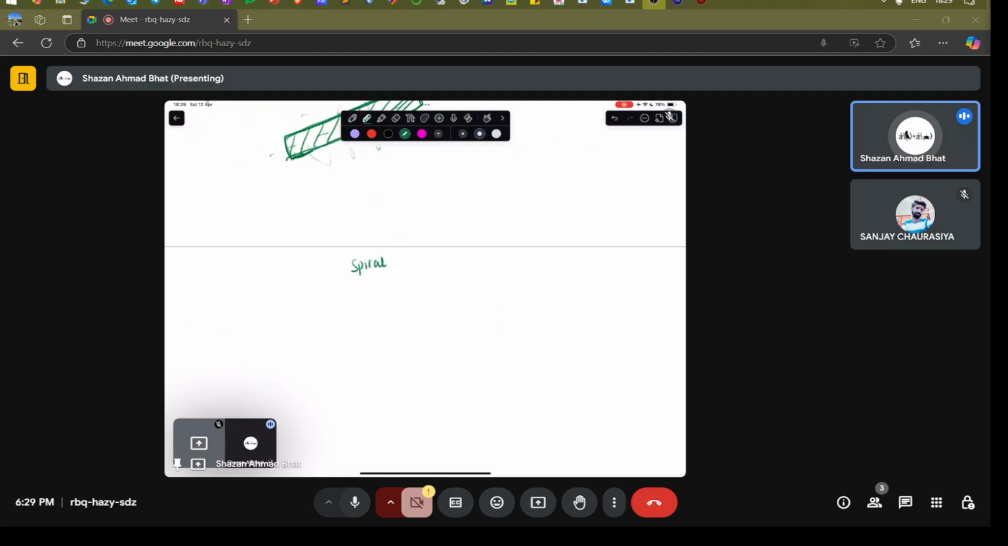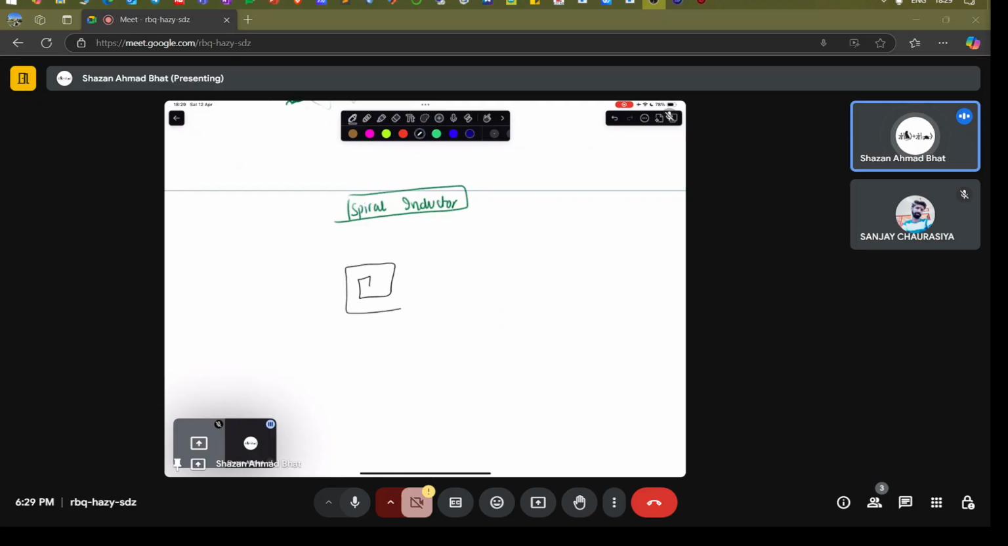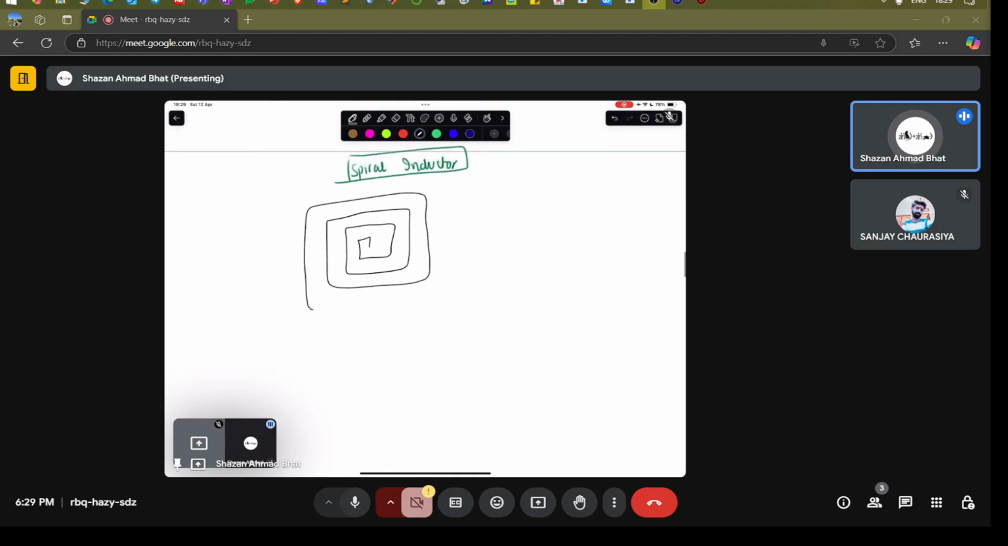That is the most commonly used inductor in MMIC design, and these are mostly fabricated at a microfabrication level. So these look something like this. I'm not showing the thickness part here. These are called spiral inductors. Basically, it will look something like this. This is the exact schematic of it to show the thickness.